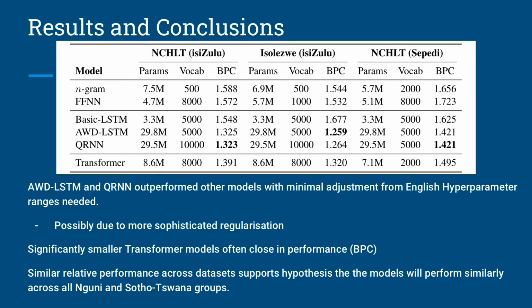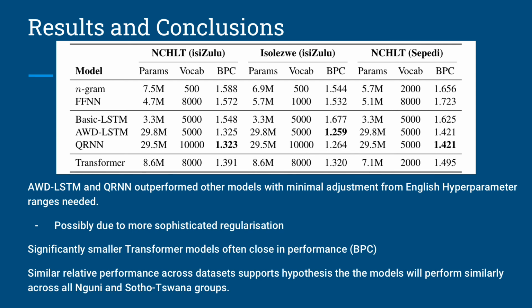The performance metric we use is bits per character. The lower the value, the better the performance of the model. The results showed that the AWD LSTM and the QRNN performed similarly and outperformed the other model architectures. We hypothesized that this is due to the more sophisticated regularization methods that these models use. Interestingly, for these two models, the optimal hyperparameters were similar to those supplied by the original authors who trained the models in English. After the AWD LSTM and QRNN, the transformer was the next best performing model.